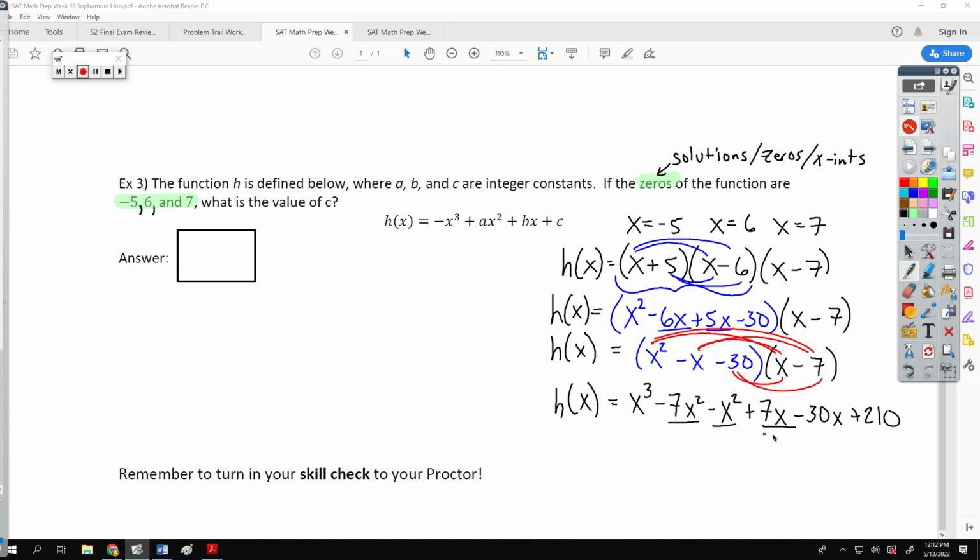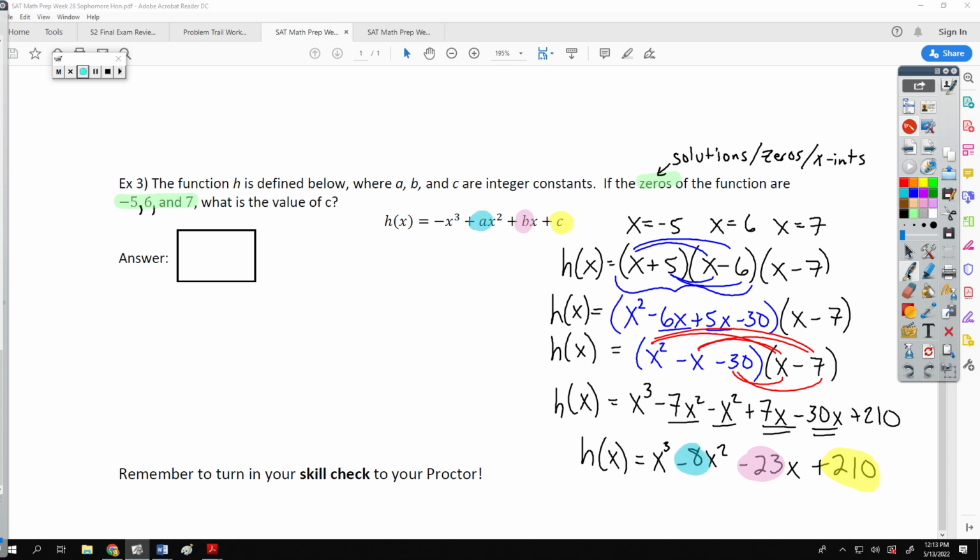Combine like terms, and we get the final exact version of h of x, which is x cubed minus 8x squared minus 23x plus 210, which if we compare it to the function they asked us about, we get our answer. C is 210, B is -23, and A is -8.